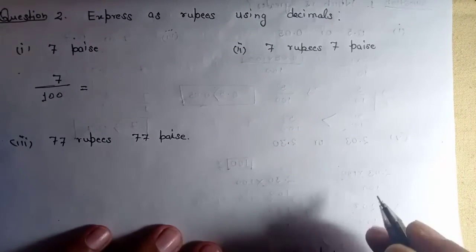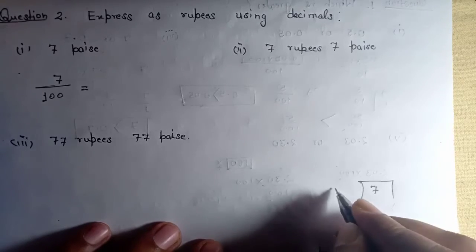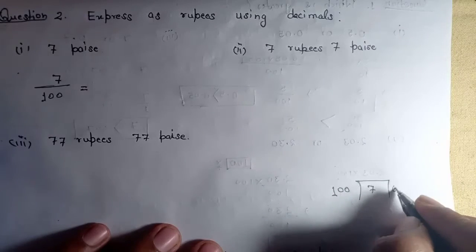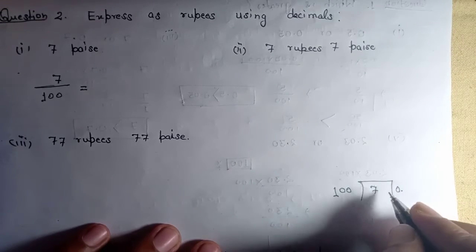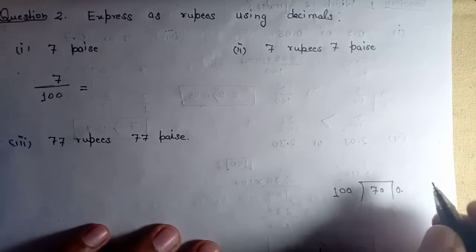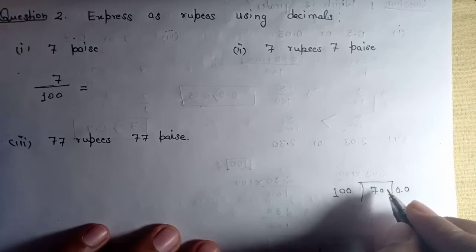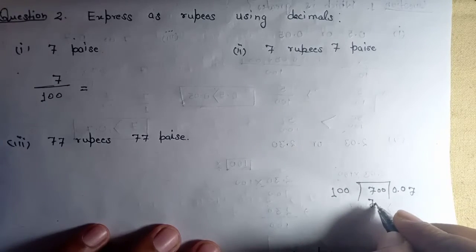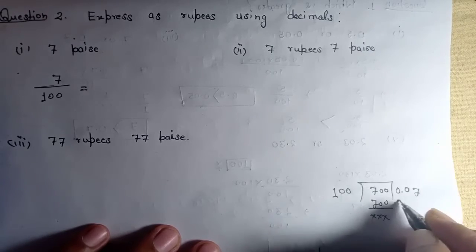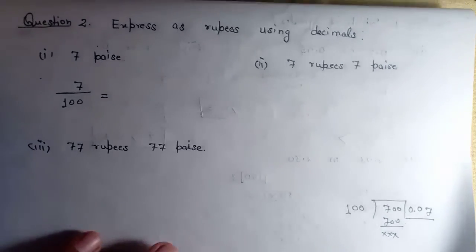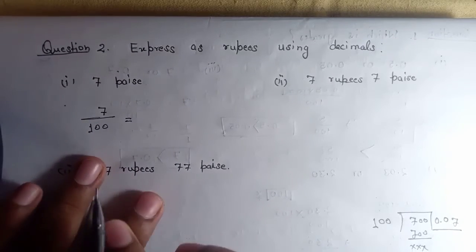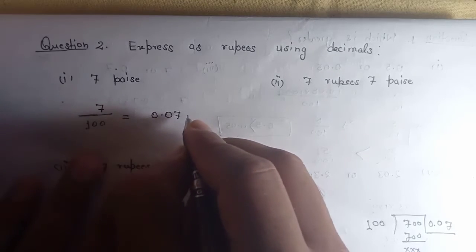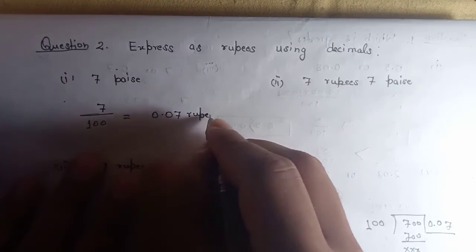What do you get? Check. 7 is divided by 100. So 7 is not divisible by 100. Place a 0 there. Place a decimal there. It becomes 70. Still it is not divisible. Increase a 0 there. It becomes 700. Now 100 goes into 700 seven times. And 0.07 is our answer. When this 7 is divided by 100, we get 0.07 rupees as our answer.